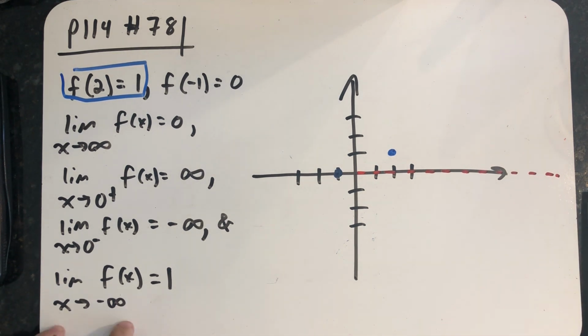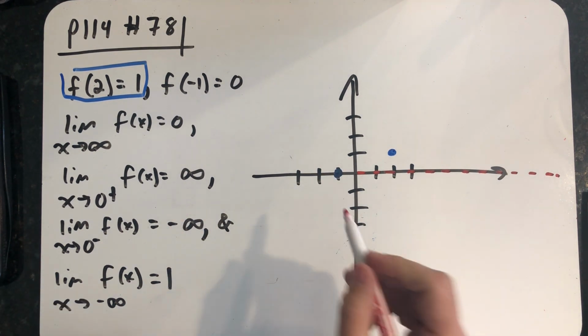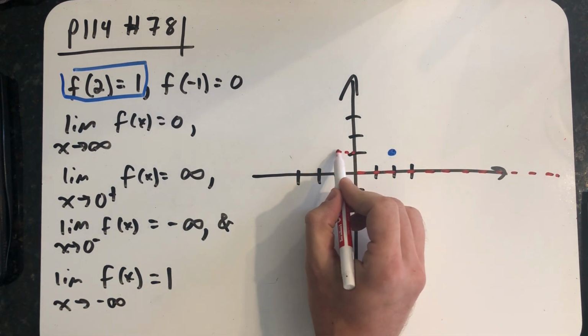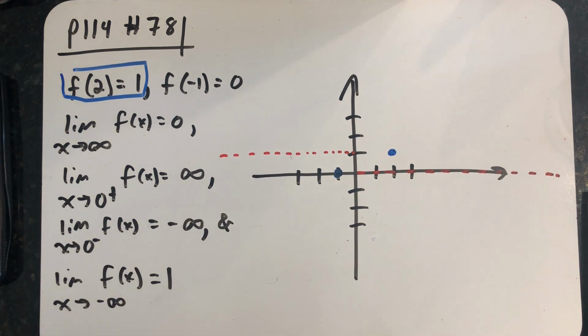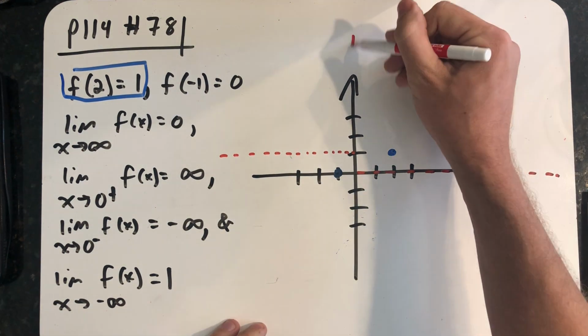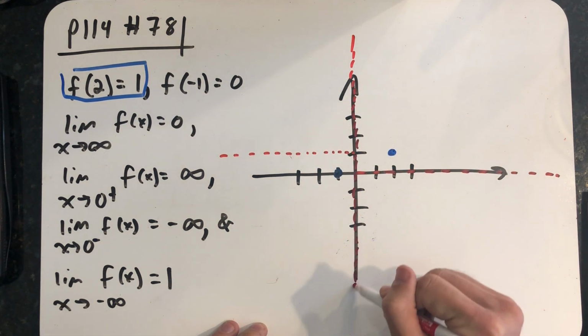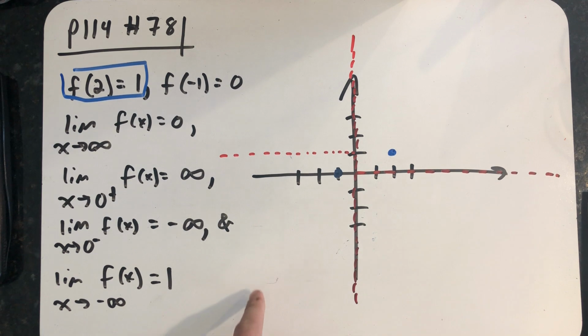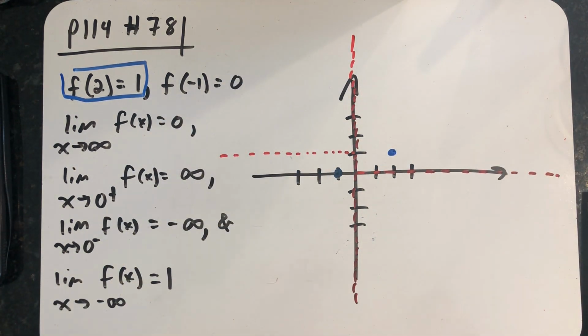All right, come down to this one. As x gets really, really small, I have a horizontal asymptote at y equals 1. And then at x equals 0, I'm supposed to have a vertical asymptote. When I approach 0 from the right, I'm supposed to go to positive infinity, and from the left, I'm supposed to go to minus infinity. I think I'm ready to draw this graph.